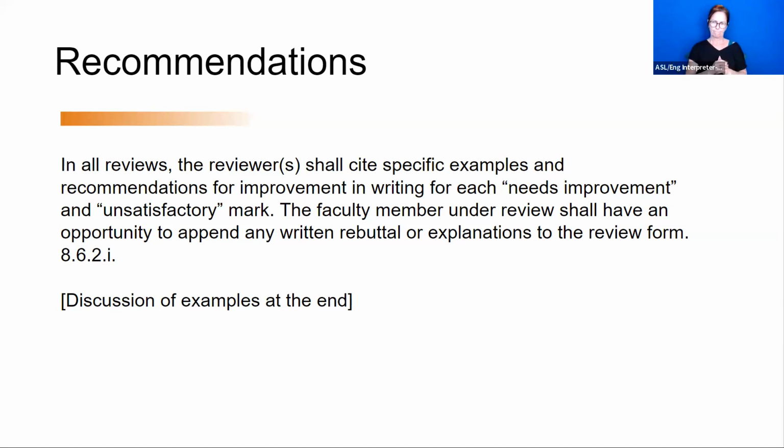That being said, if we're seeing patterns, student complaints, or saw something in the workstation that is going to require a needs improvement or an unsatisfactory, we want to note exactly what it is that was seen, and give some examples of what might help to improve this deficiency. And we'll discuss some examples at the end also. Any questions about that?